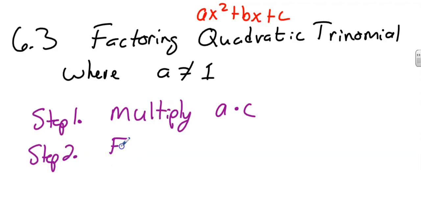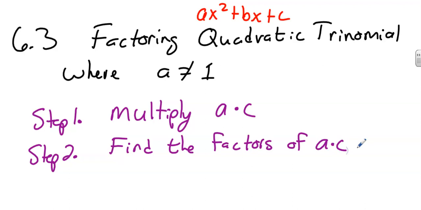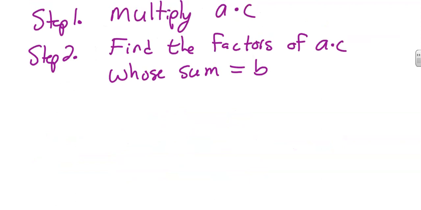you're going to find the factors of whatever this a times c value is whose sum is equal to b. That part's going to be the same. We're still looking for the factors of this number that equal the b term. Now, the difference is in step 3. Once you find the factors, before, we had the parentheses and we were done. This is where everybody does something different past step 2. Depending on who taught it to you, everybody does a little something different.